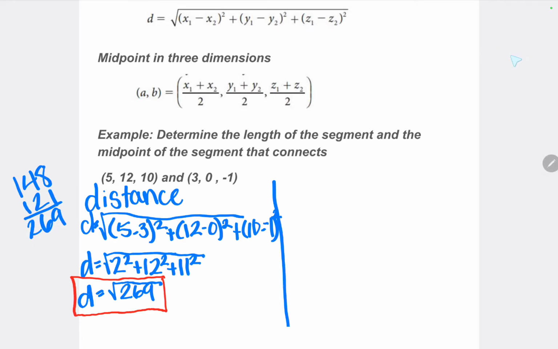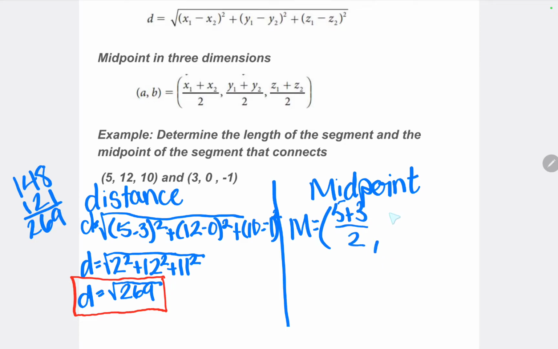All right, for the midpoint, we're just going to follow the midpoint formula. And the midpoint M will be located at the mean of the x coordinates, the mean of the y coordinates, and the mean of the z coordinates.